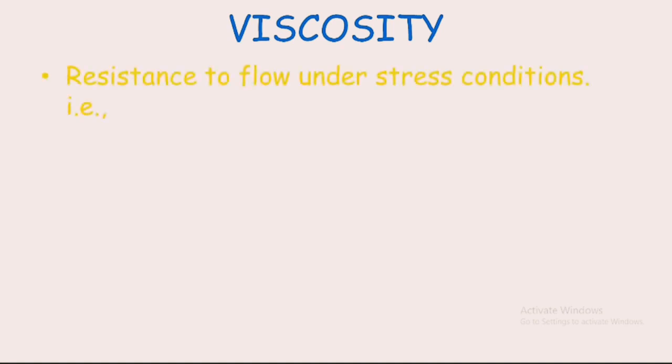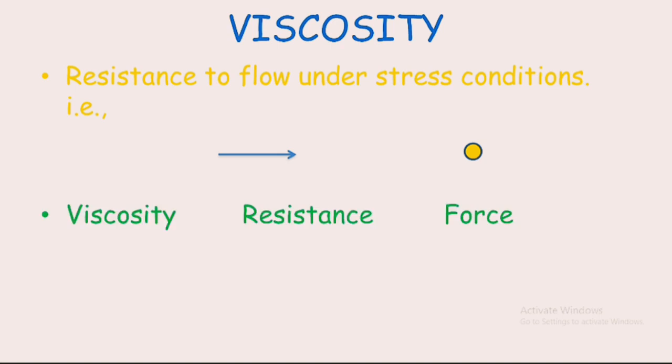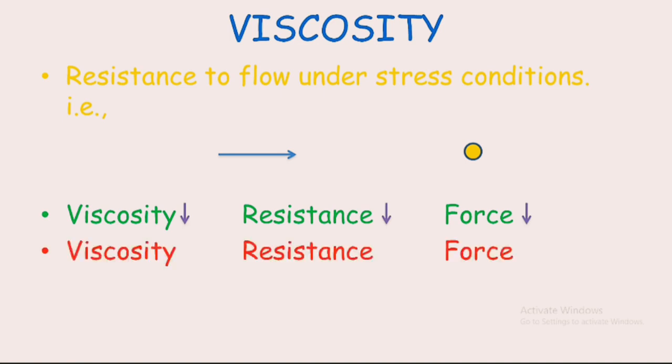Now comes the last kinetic property of colloids, that is viscosity. Viscosity is the resistance to flow of particles under stress conditions. When force is applied on a particle, it can either move fast or slow depending on the resistance experienced by it. So from this, it can be concluded that when viscosity decreases, the resistance becomes low and less force is required to move the particle. Similarly, when viscosity increases, resistance also increases and it requires increased force to move.